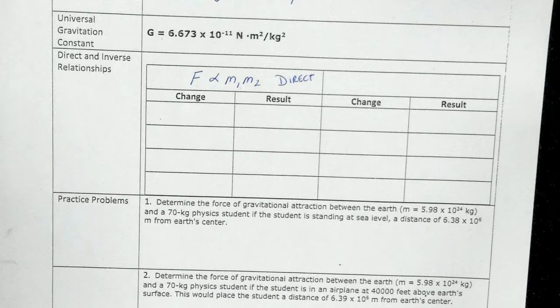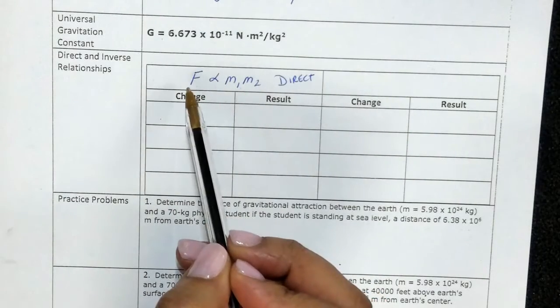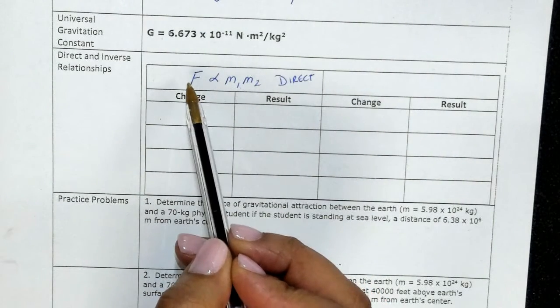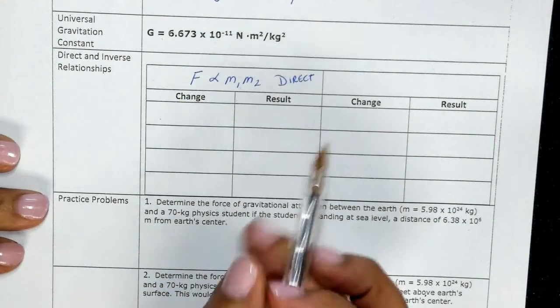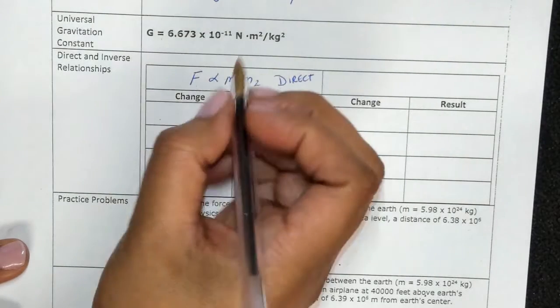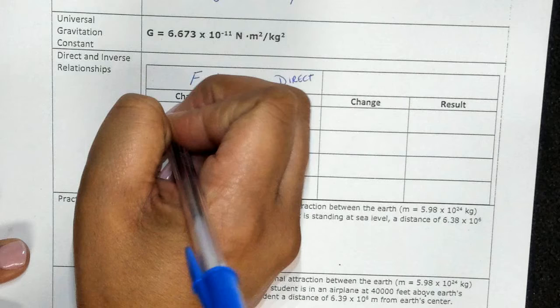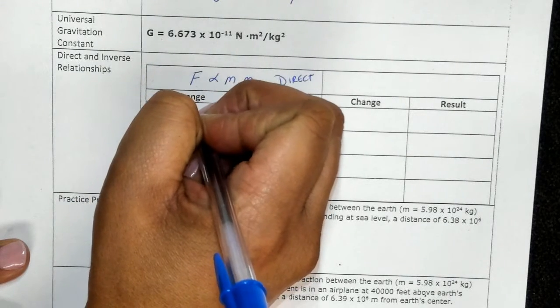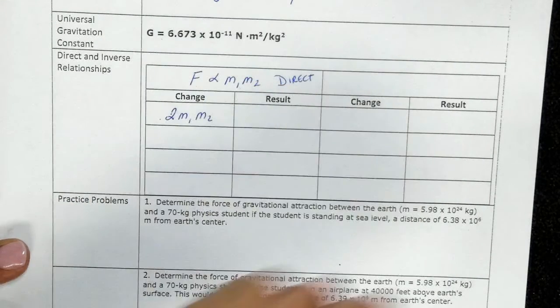Okay, so again, direct relationship: if one of these goes up, then your force is going to go up. So let's say I double my first mass. There was an original mass, but what would happen if you double the mass of one of the objects, like M1? What would happen to the force? The way you look at it is we have 2 times your M1 times whatever your M2 is.